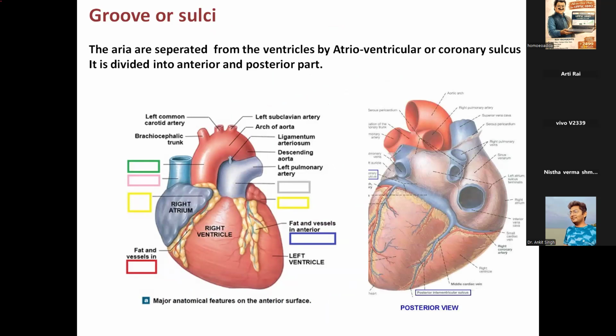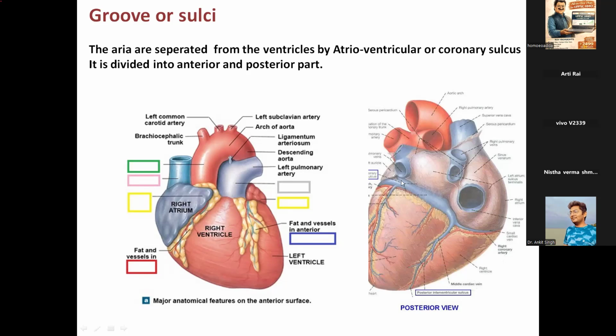Now try to understand this. This is the right atrium, this is the right ventricle. They are both separated by the atrioventricular groove, which is a part of the coronary sulcus. Similarly, this coronary sulcus is also on the left side, separating the left atrium and the left ventricle. So this is on the anterior surface. You can see this is the coronary sulcus where my cursor is. It goes like this and then continues on the posterior surface, still dividing the atria and the ventricles.